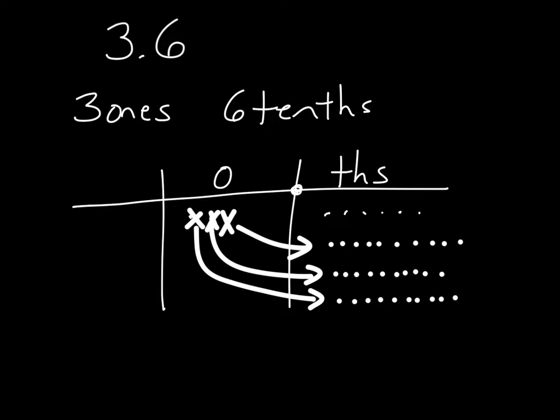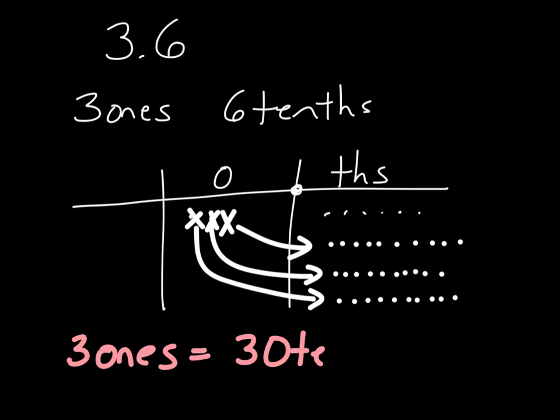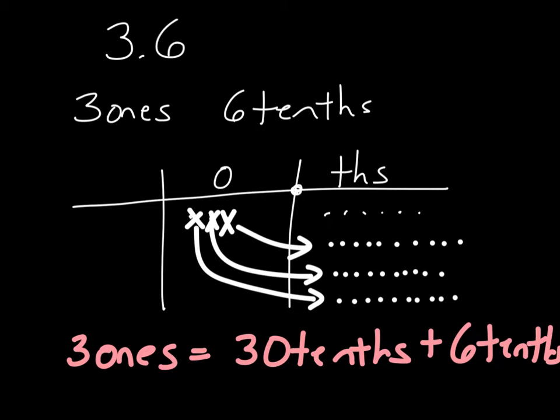So the correct answer to the question, how many tenths are in 3 and 6 tenths, is really 36. I've got 10, 20, 30, 31, 32, 33, 34, 35, 36. And that's because my 3 ones is equal to 30 tenths. And then I add the 6 tenths that I already started with.